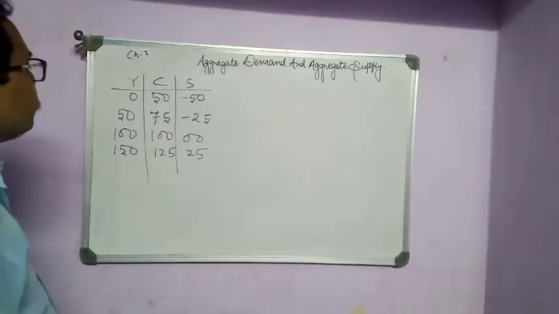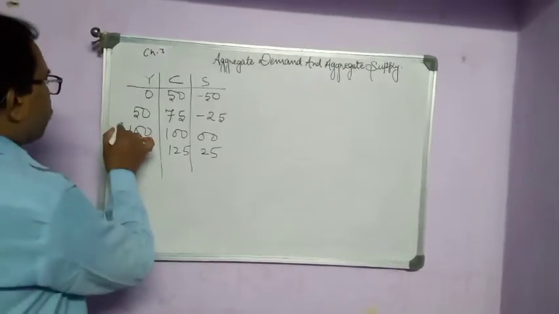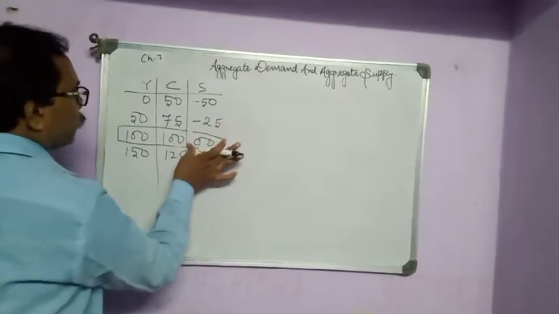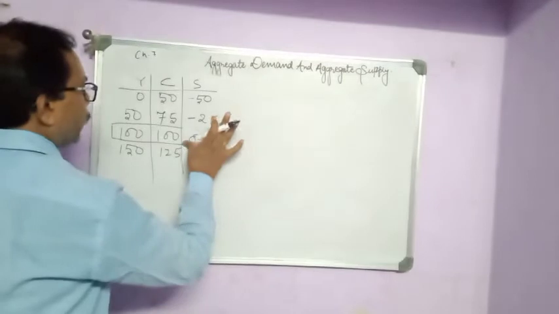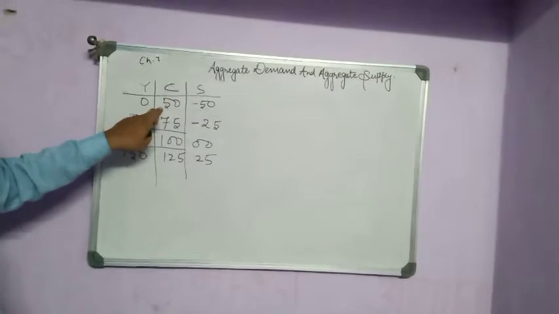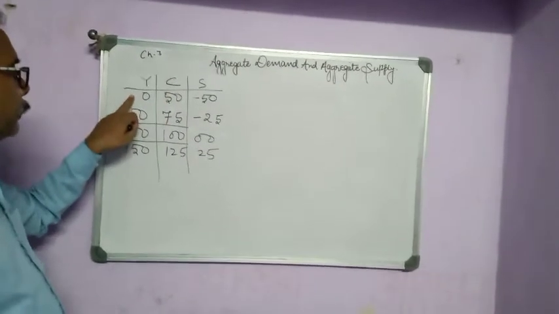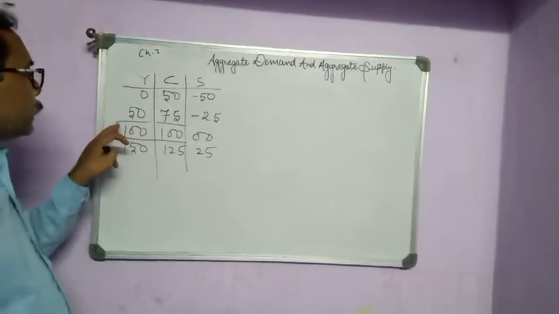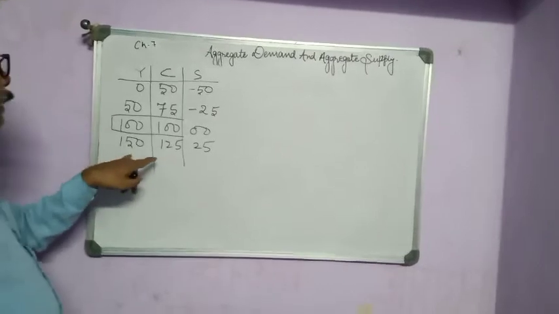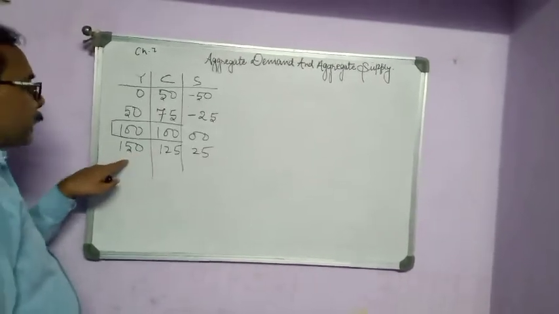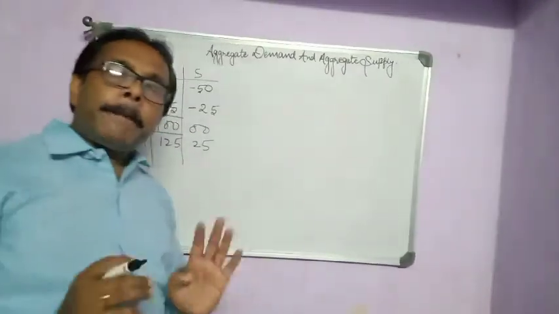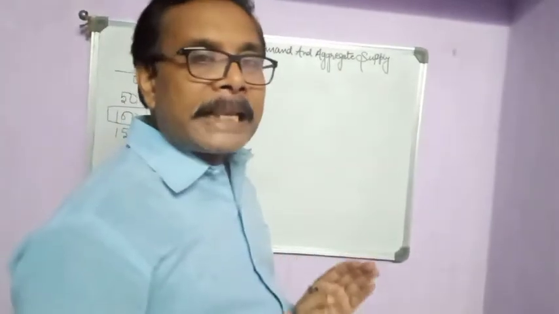So what do you find? We find that before the break-even point, when C is equal to Y, that is known as the break-even point. Before the break-even point, the consumption is greater than income. At the break-even point, consumption and income are equal. But after the break-even point, the consumption is less than income, because after a particular point of time, every consumer wants to save their money.